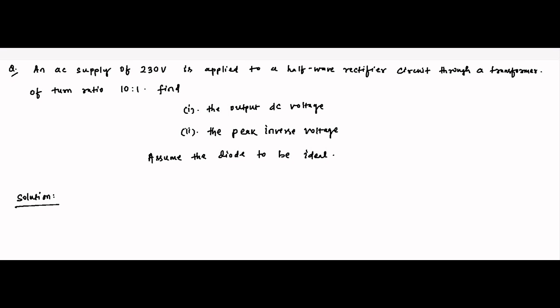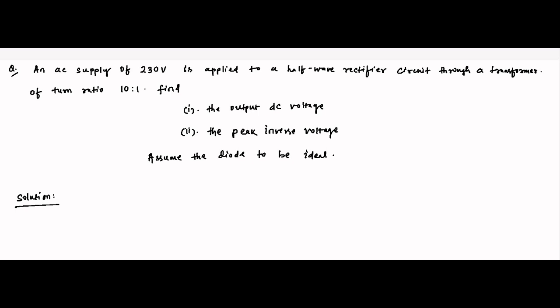So this is the second question related to half-wave rectifier circuit which we'll discuss. Here it is given an AC supply of 230 volt is applied to a half-wave rectifier circuit through a transformer of turns ratio 10:1, and it has been asked to find the output DC voltage and the peak inverse voltage. It has been given to assume that the diode which is used is ideal, that is no forward resistance, no voltage drop, that is cut-in voltage, nothing like that.